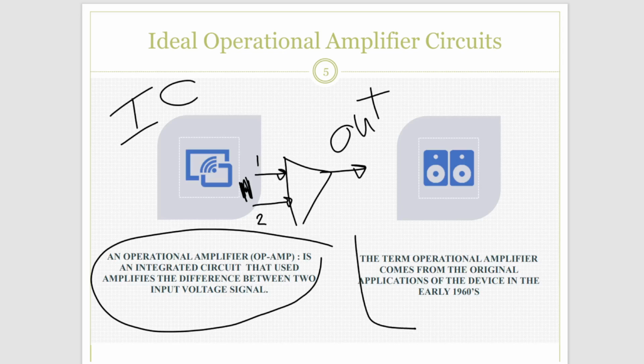Also, the term operational amplifier comes from the original applications of the device in the early 1960s. So this actually means that the term operational amplifier comes from the original applications of the device, because this device was used in amplifying the signal, or also used in amplification circuits. Okay, amplification circuits are used, for example, in speakers. We have speakers. These speakers take the signal from our phones, from an AUX cable, and then amplify this signal to go to the speakers.